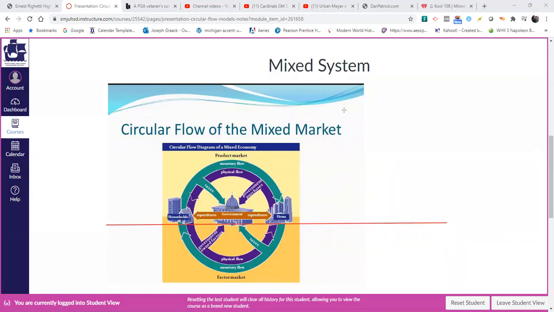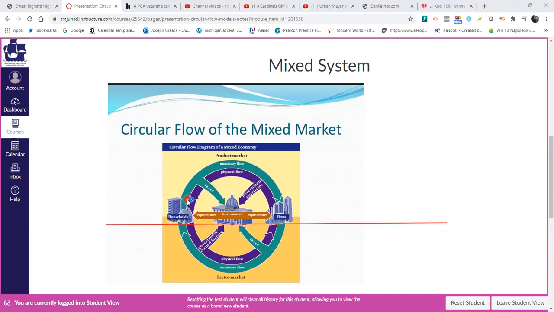Now, in a mixed system, the only thing that's different than what we had in a market system is the amount of government decisions and influence in the economy. So if you look at the arrows again, we still have the factor market where people and households sell the factors of production to firms in exchange for money. We take that money and we go to firms and we buy finished goods and services that we use in our household. So we still have the 4 original exchanges, but now we have the government involved.